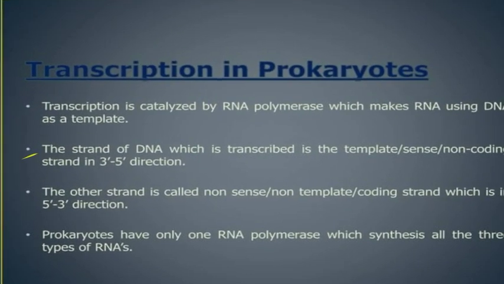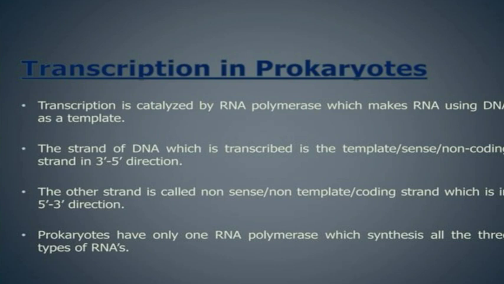Now the transcription in prokaryotes. Transcription in prokaryotes and transcription in eukaryotes are different. Transcription is catalyzed by an enzyme RNA polymerase, which makes a RNA using a DNA as a template. The strand of a DNA which is transcribed is the template or antisense or non-coding strand, and this strand runs in a 3' to 5' direction.